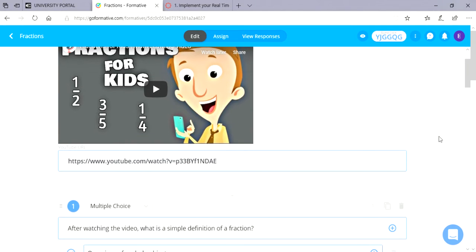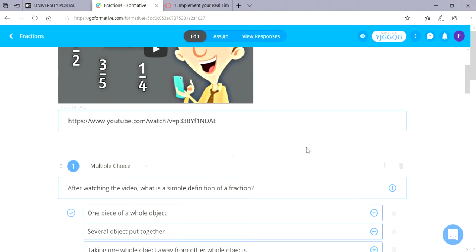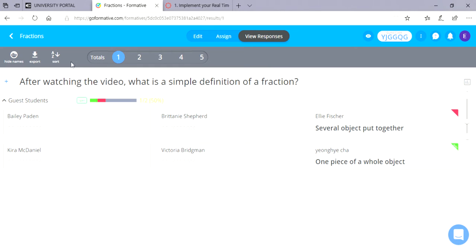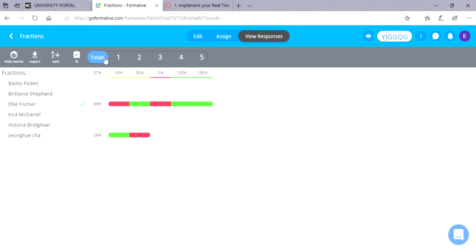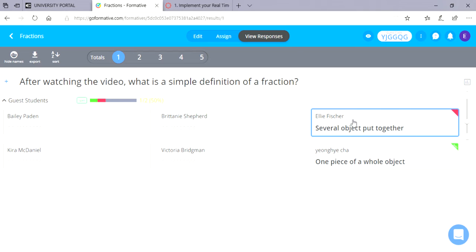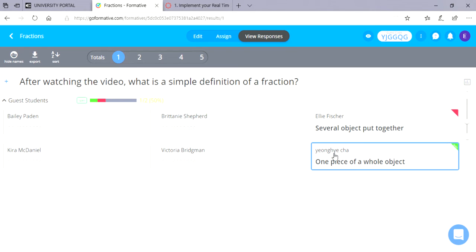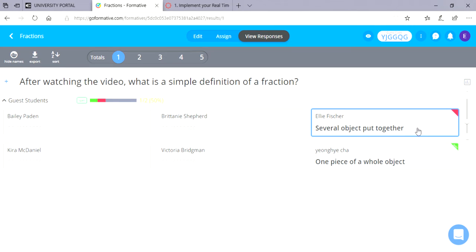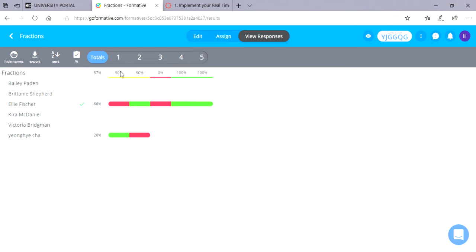So the first one is, what is the definition of a fraction? Not everyone actually did the whole thing. I bet they just went through and did them and didn't submit, or whatever the case may be. So I did it myself to show you guys. I said the definition of a fraction is one piece of a whole object, and that's an awesome answer. And then I said several objects put together, and that isn't completely wrong.